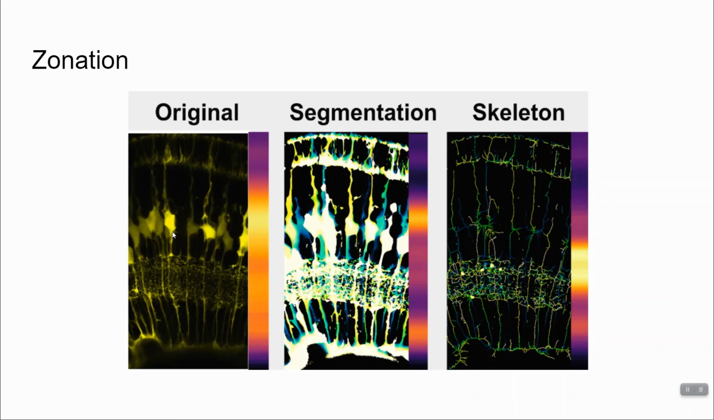The purpose of the zonation profile is to provide an apicobasal profile of the milliglial cell to delineate the different layers within the retina. For instance, here we can see a slightly brighter area corresponding to the inner plexiform layer.